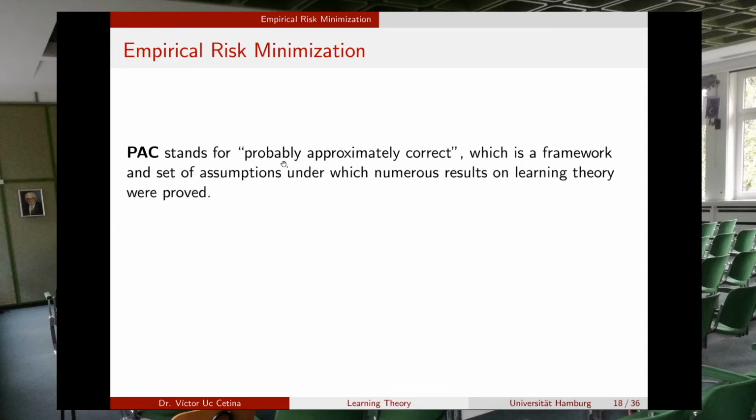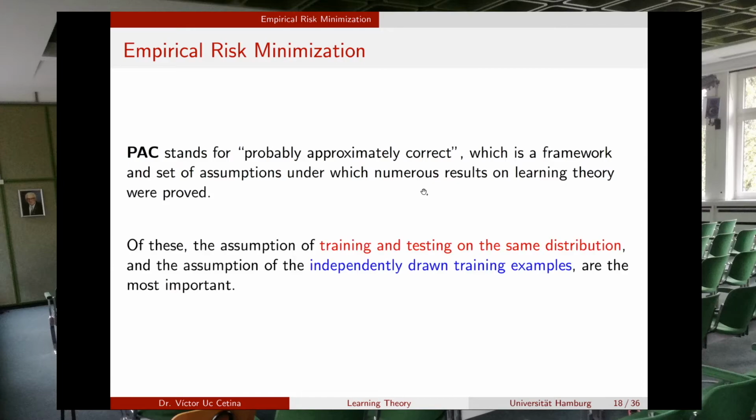So as I said, PAC stands for probably approximately correct, which is a framework and set of assumptions under which many results in learning theory have been proved. Of these, the assumptions of training and testing on the same distribution and the IID assumption are the most important ones. So whenever we say we are going to prove this using the PAC framework, we are assuming that we consider the same distribution for training and testing, and that our examples were IID.